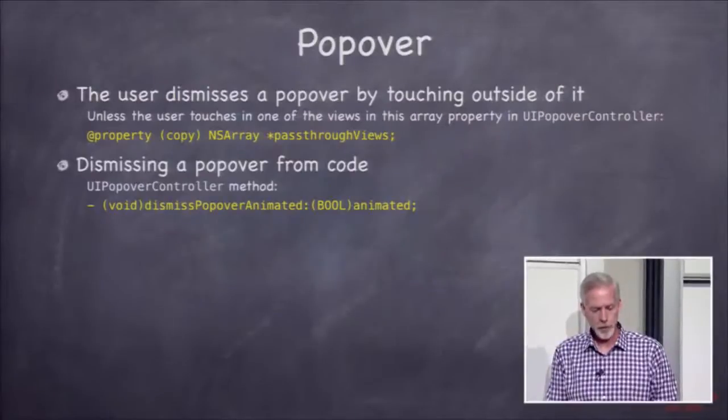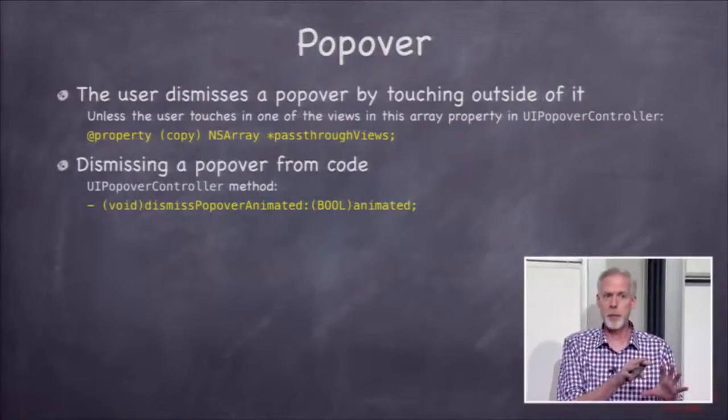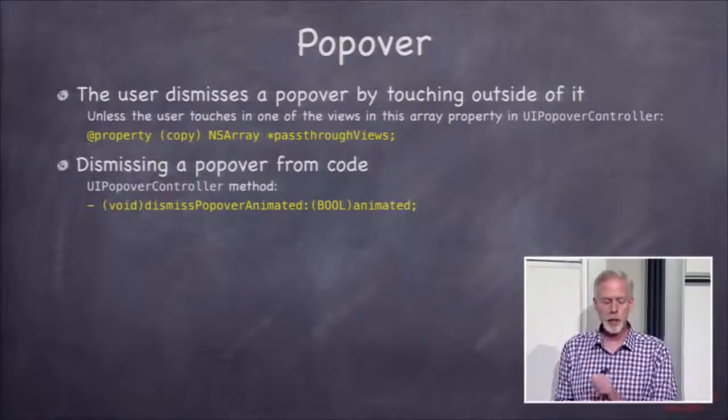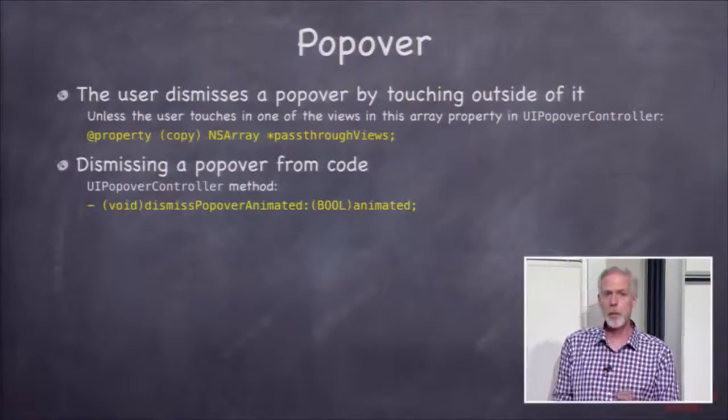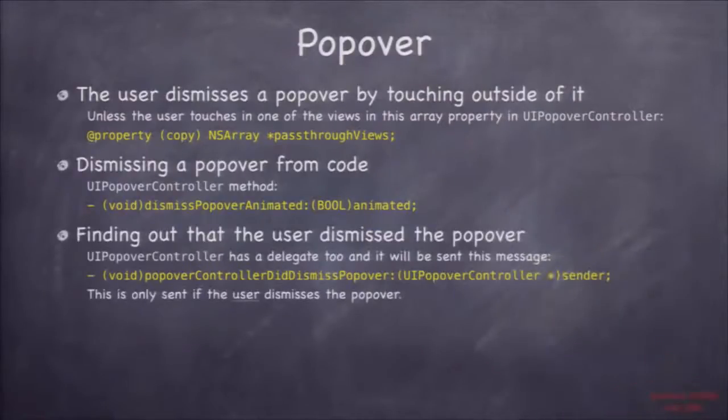It can be annoying. But you can set it yourself, too. You can say, well, if they click over here, I don't want to dismiss that popover. You can dismiss popovers from code by just saying dismiss popover animated in UIPopoverController, and that will dismiss it. And you can find out if the user dismissed it using popoverControllerDidDismissPopover.